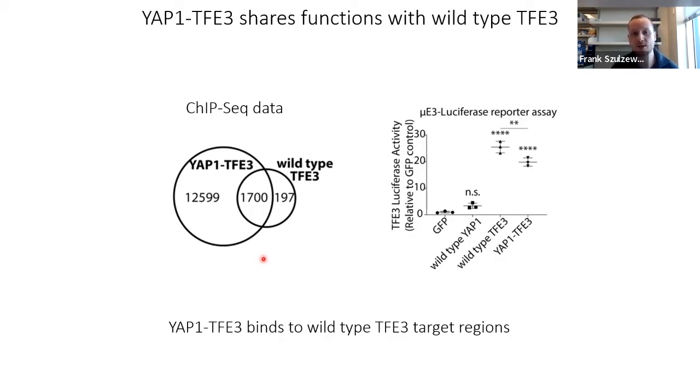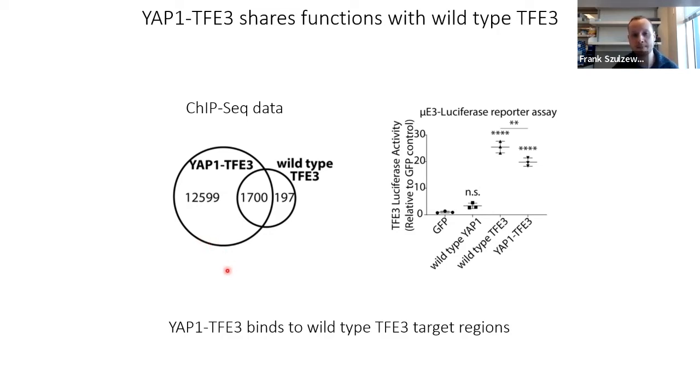And we also did CUT&RUN ChIP sequencing, and I'm showing data here for YAP1 TFE3. And we could show that we get a large number of peaks for YAP1 TFE3. And we also were able to get robust peaks for wild-type TFE3. And we can see that almost all of these peaks generated by wild-type TFE3 are also found in YAP1 TFE3, showing that YAP1 TFE3 basically retains most of the function of wild-type TFE3.